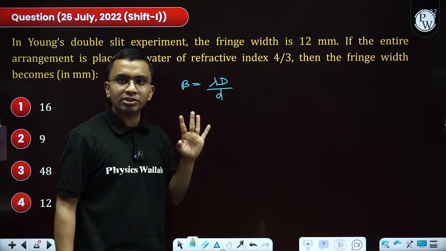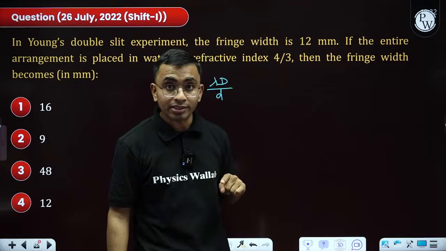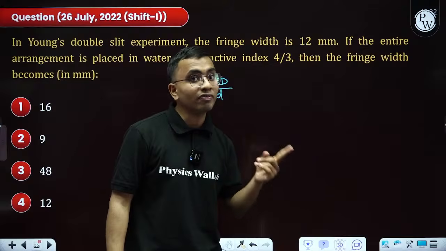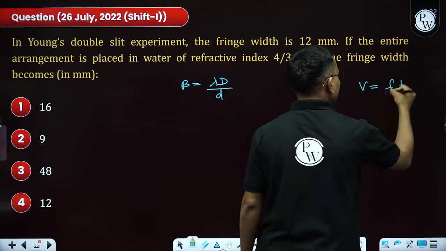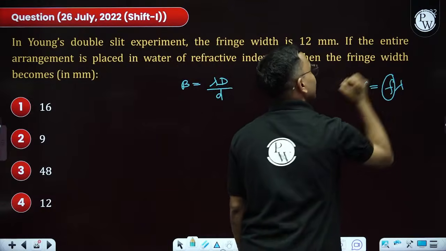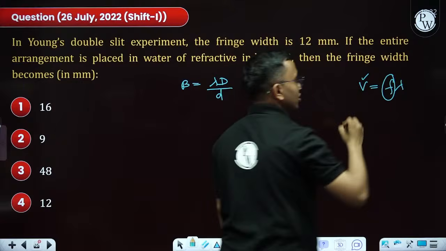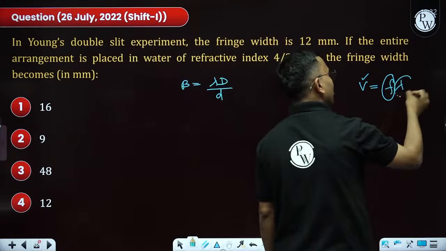Only lambda will change. If light goes from one medium to another medium, speed changes. Frequency will not change. It means wavelength has to change. We know speed is equal to frequency into wavelength. Frequency remains the same, speed changes because refractive index changes, so lambda has to change.